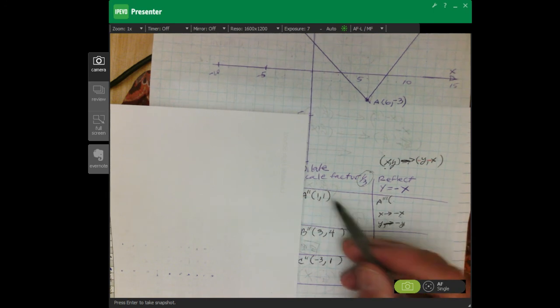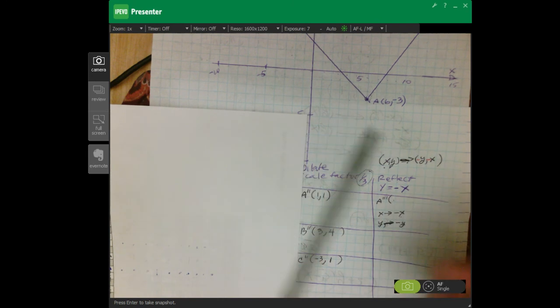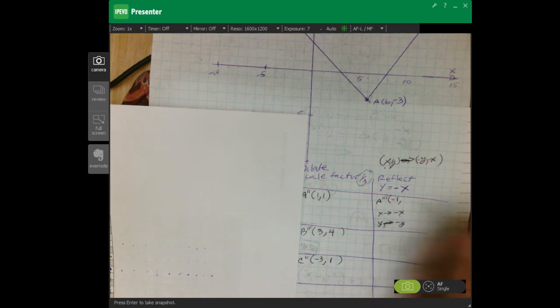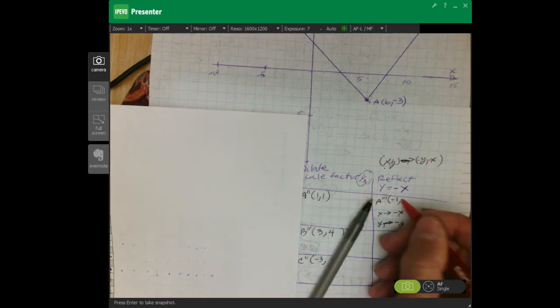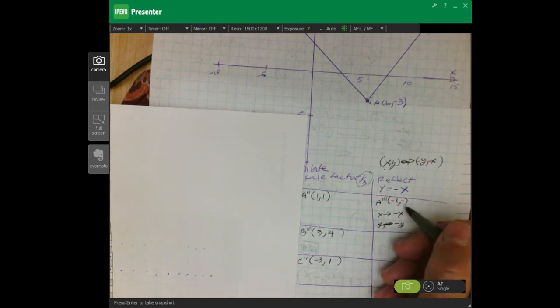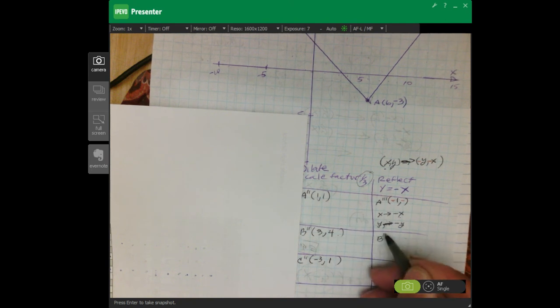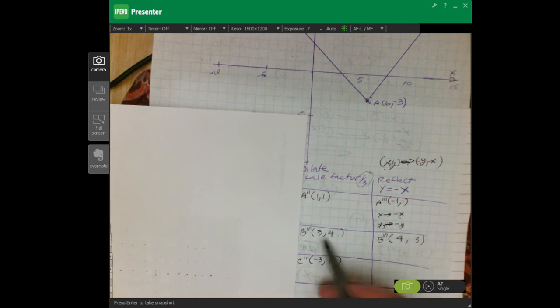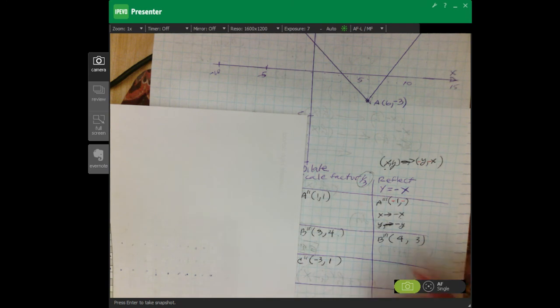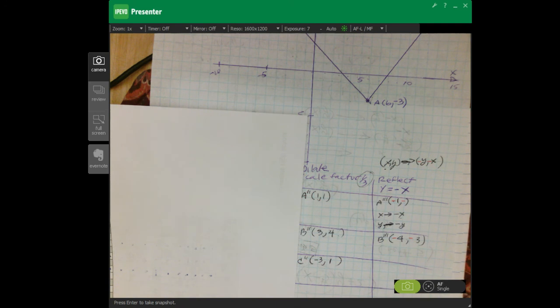So if we look at y, it is 1. The opposite of 1 is negative 1. So you put negative 1. And the same thing for the second one. So you change both signs. There it is. This one, same thing. B triple prime. It'll be 4 and 3. So you switch the locations of x and y, and change the signs.